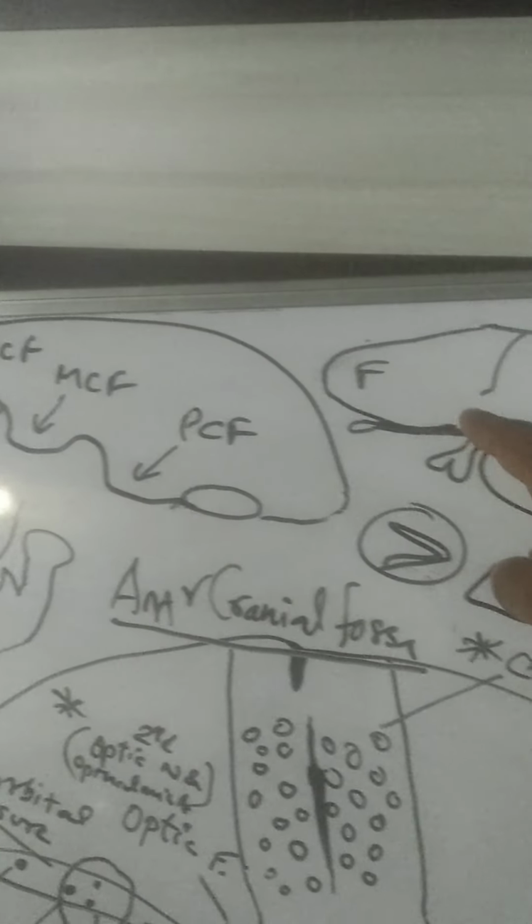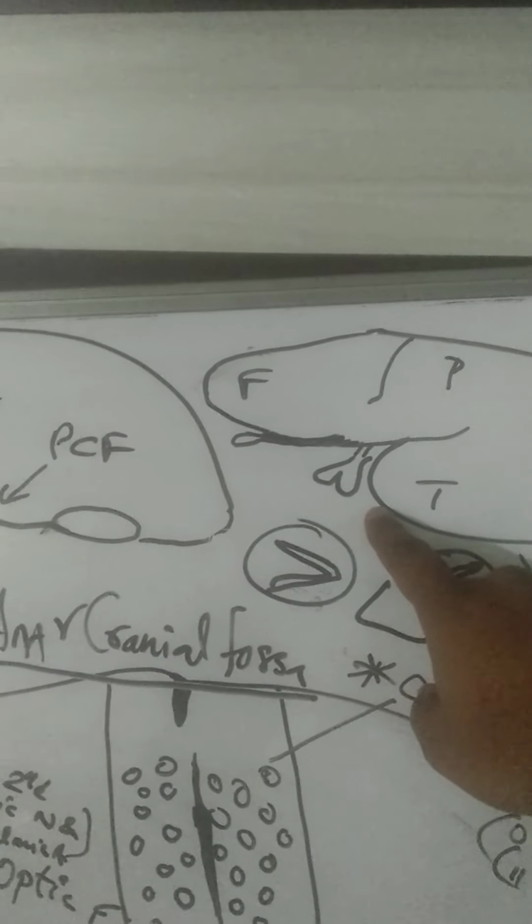In the anterior cranial fossa will be sitting the frontal lobe. The frontal lobe of the brain will be sitting in the anterior cranial fossa. In the middle cranial fossa, exactly in the middle, the pituitary will be there.